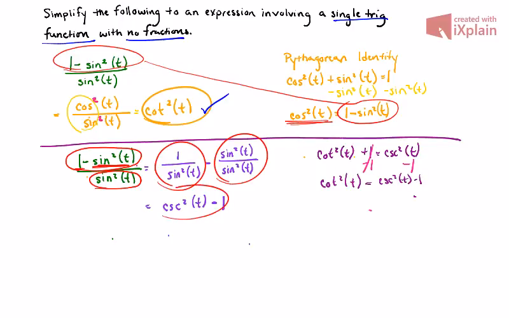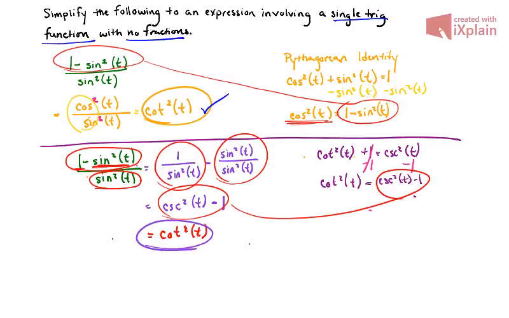So we've been able to link them up, and now we can go ahead and say, all right, this boils down to the cotangent squared of t. And there is our answer. And if you notice, it's the same answer that we got using the first method.